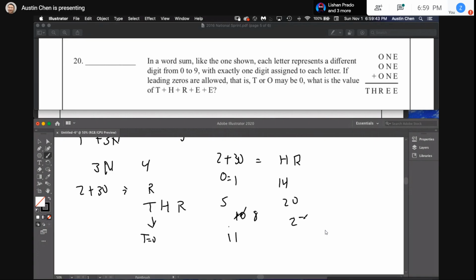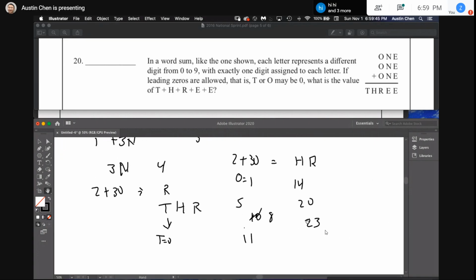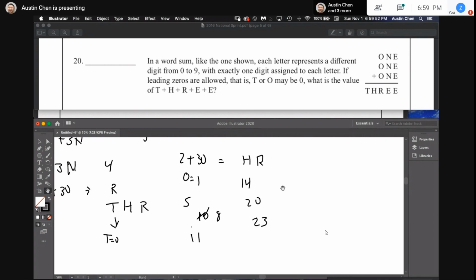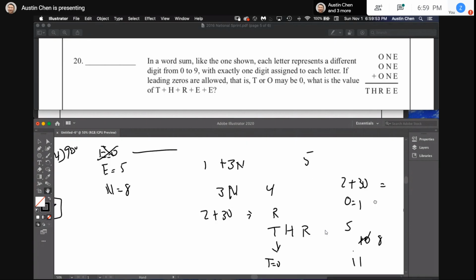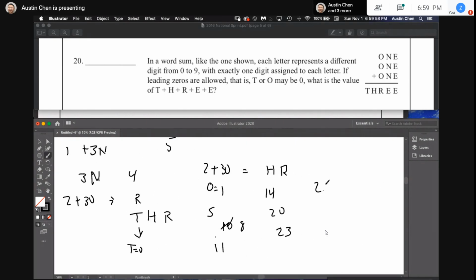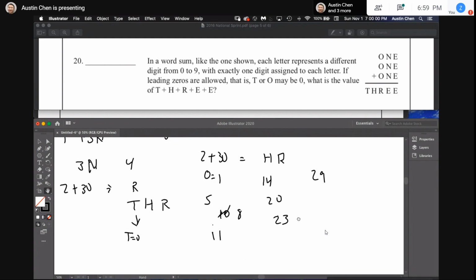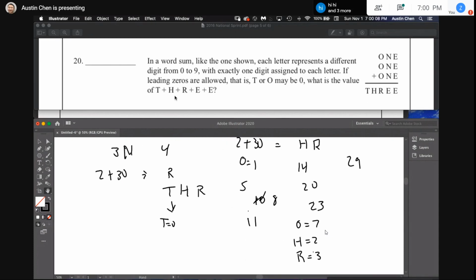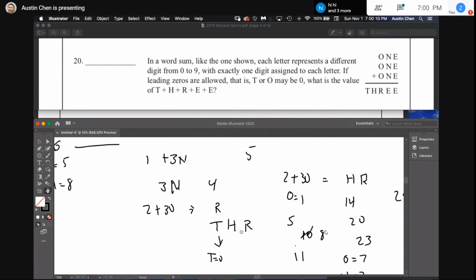7 will be 23. So this works, right? We have not used 7, we have not used 2 or 3. So this will work, but we can just test the other ones just to make sure. So O can't be 8 because we already used 8, and 9 will be 29, which does not work because it has a 9. So that means we have to have O equals 7, H equals 2, and R equals 3. All right, and then we want to find T plus H plus R plus 2E's.